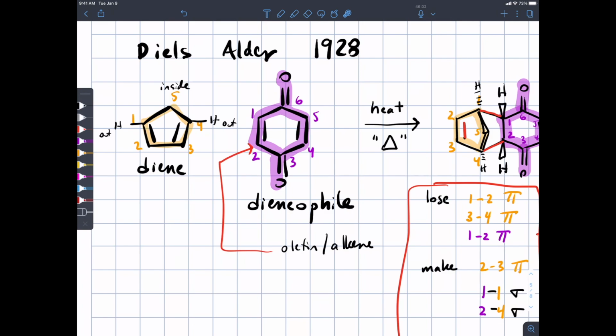We only have a little bit more to do with the Diels-Alder reaction, and then we're going to move on to radical chemistry.